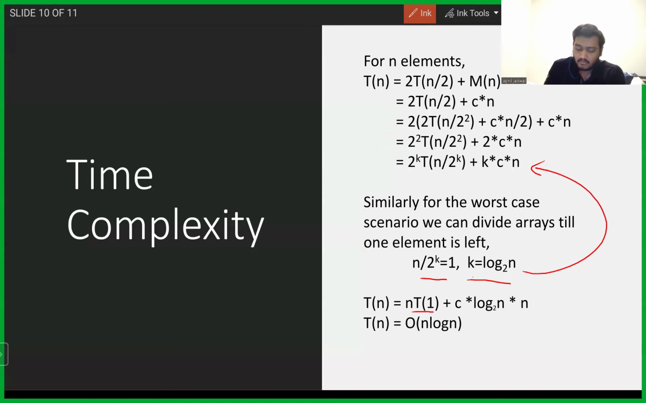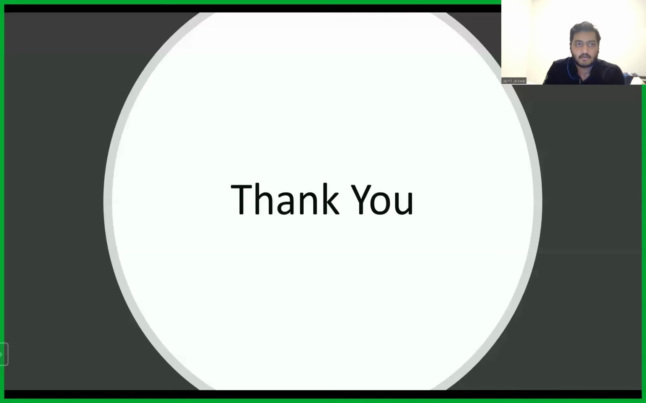Now the first term, T of 1, is a unit time and constant, so the first term is of the order of big O of n. The second term is C times n log n, so it's of the order of big O of n log n. Hence the final time taken is of the order of big O of n log n. Hence, we can say that the worst case time complexity of the merge sort algorithm is of the order of big O of n log n. Thank you for being with me.